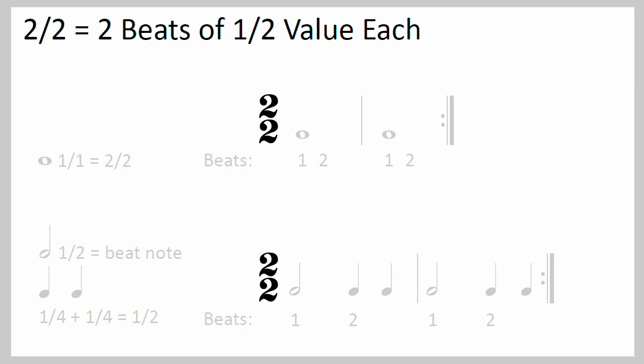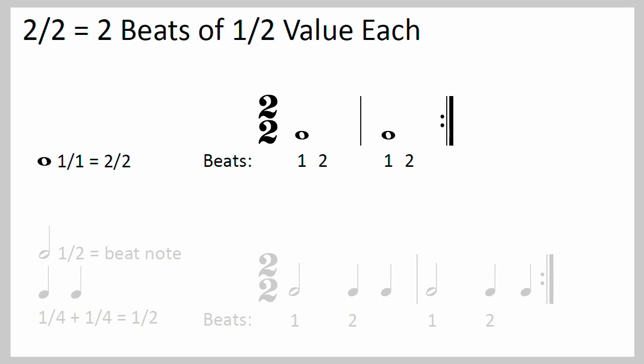This time signature is 2/2, which means there are 2 beats per measure, and each beat's value is 1/2. In this rhythm, each measure has a whole note. In 2/2 time, the whole note gets 2 beats, since 1/1 is equal to 2/2. So the rhythm goes like this. 1, 2, 1, 2.